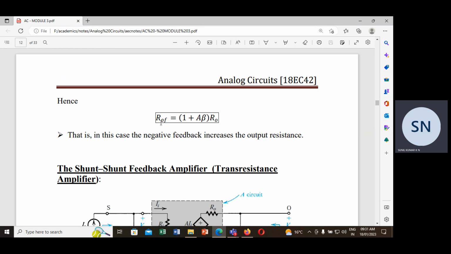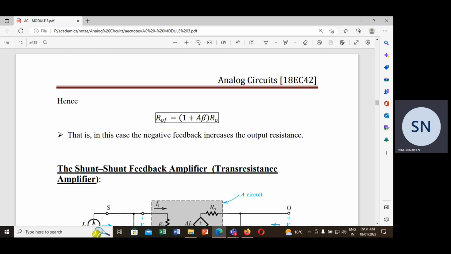So shunt-shunt. Shunt means what is the input resistance? Equivalent Ri divided by 1 plus A beta. Shunt output is also shunt, so R naught divided by 1 plus A beta. So input resistance with feedback and output resistance with feedback will be reduced by a factor of 1 plus A beta in shunt configuration. Shunt-series means what happens? Shunt at the input side means Ri divided by 1 plus A beta. R naught into 1 plus A beta, because shunt-series configuration.